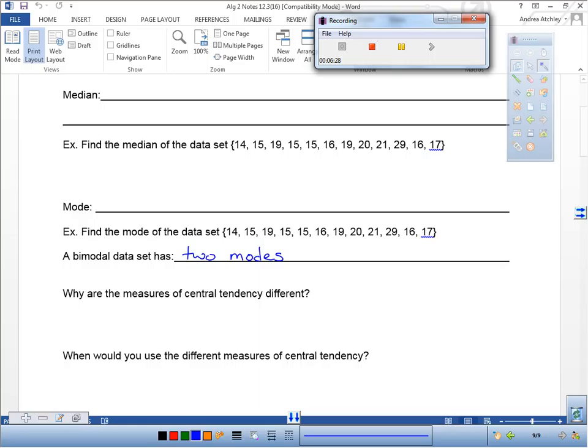Okay, then let's talk about it. If we notice, all those measures of central tendency were different. So why are the measures of central tendency different? Everyone answer these 2 questions. And when would you use different measures of central tendency?